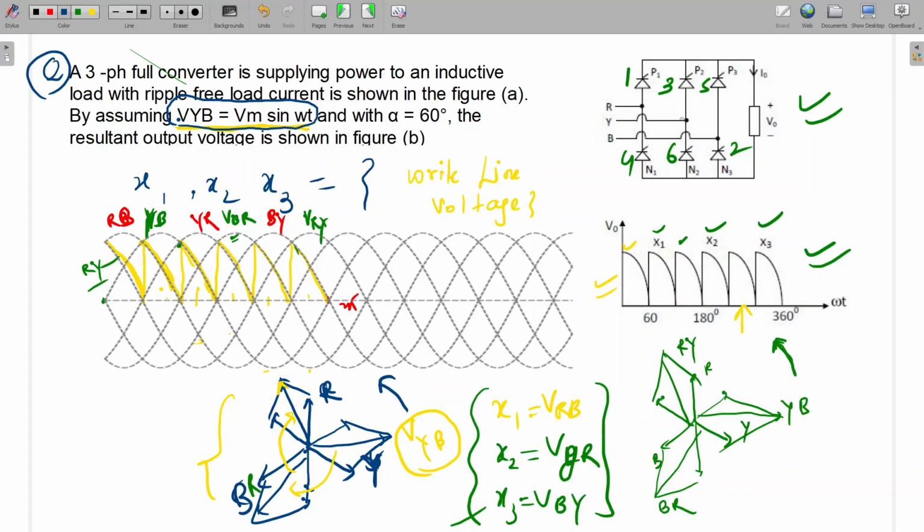3 2, P2 N3. This is YB, P2 N3. That one, 3 and 2. So this will be YB. YB is this one. It will come 3 2. Okay, what is YR? YR if you see, 1 3-4. RY, 3 2. I think 1 2.